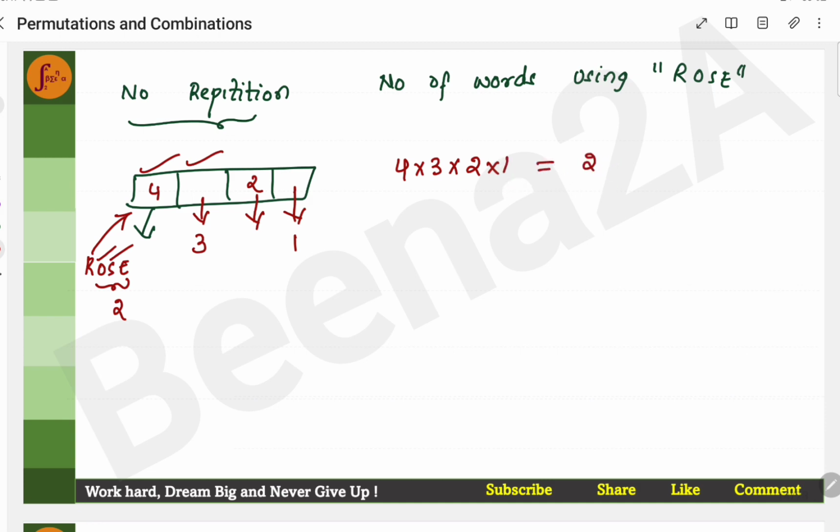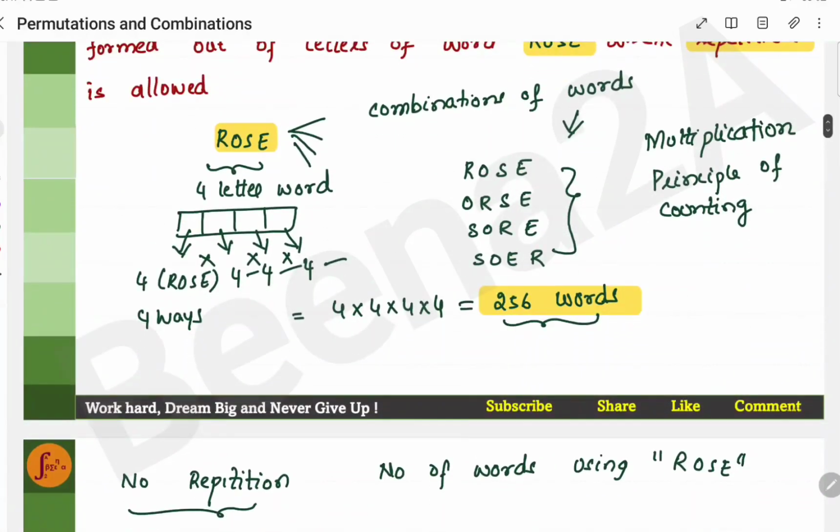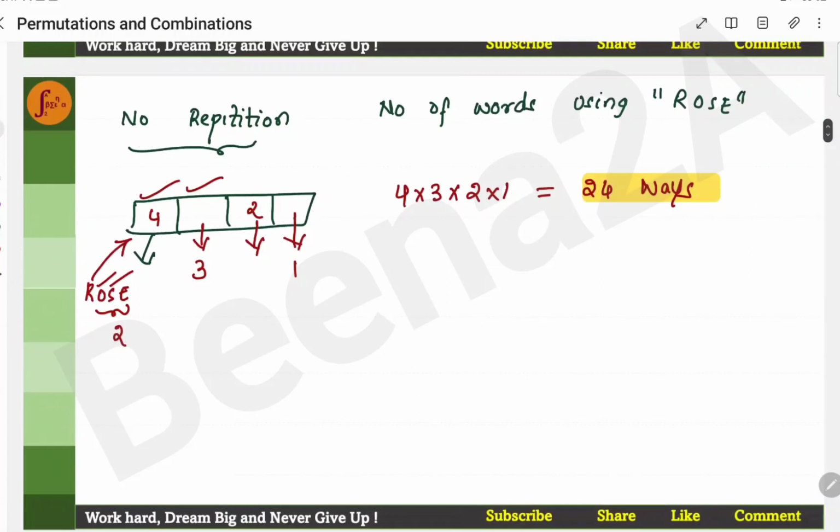So this is going to be 24 ways. So if there is no repetition, it's 24. If there is repetition, it is 256 words. 24 ways or 24 words. I can form 24 words using these letters ROSE without repetition.